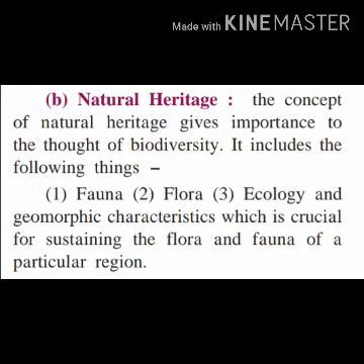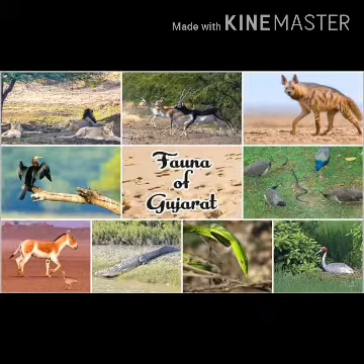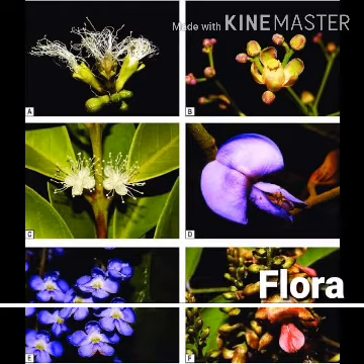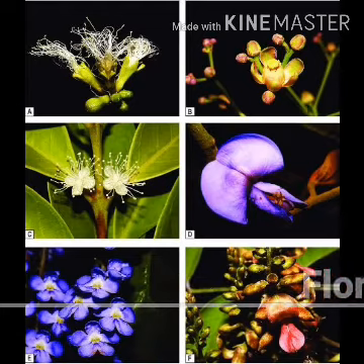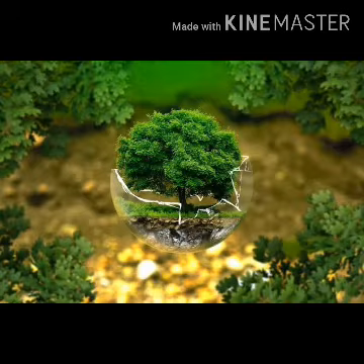Natural heritage is in the form of nature, that is, what we get by nature, that is natural. So natural heritage includes fauna. Fauna means wildlife animals of different species. Second is flora. Flora means plants, varieties of plants. Third is ecology and geomorphic.